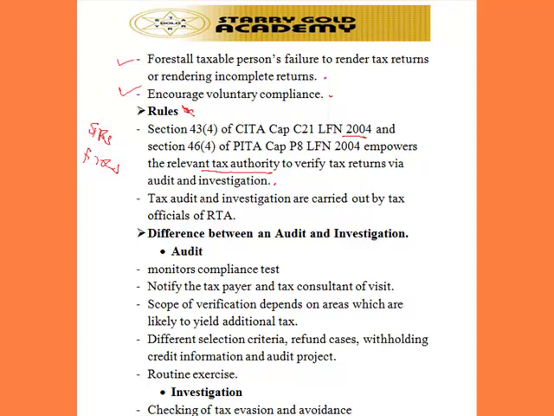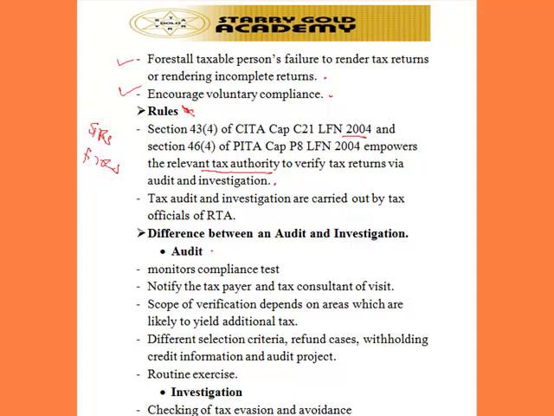And it's worthy to know that tax audit and investigations are carried out by tax officials of the relevant tax authority with adequate experience and qualifications and exposures. Now we are talking about tax audit and investigation. Is there a difference between the two, audit and investigation? Generally speaking, audit is routine in nature. Investigation is ad hoc, a kind of one-off or occasional, and it's prompted by a particular scenario.